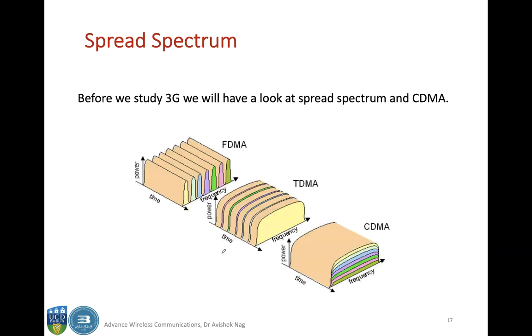Now we will slowly move into the concepts of 3G. But before that, we should study the concept of spread spectrum and CDMA. These are the building blocks of 3G systems. So far you have come across FDMA and TDMA. You can have different frequencies carrying your data, and that is called FDMA. You can also use the time axis and use different time slots to carry your data, and that is called TDMA.